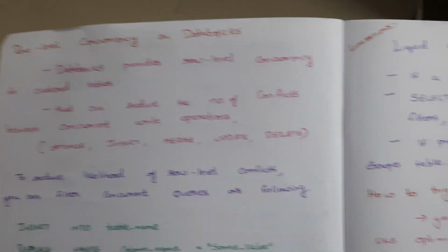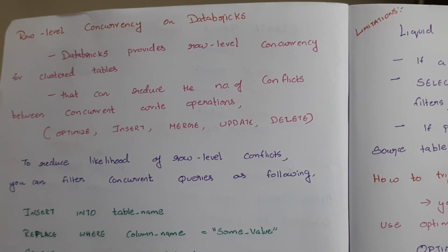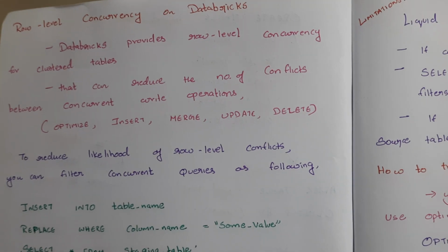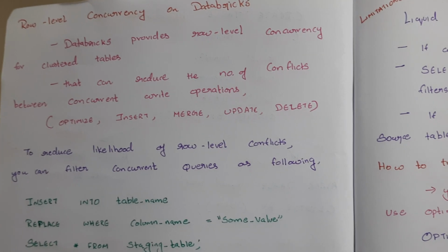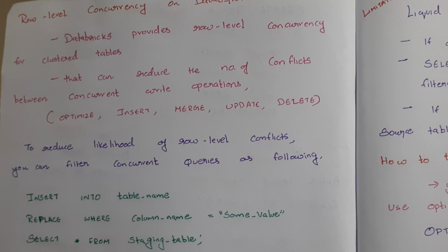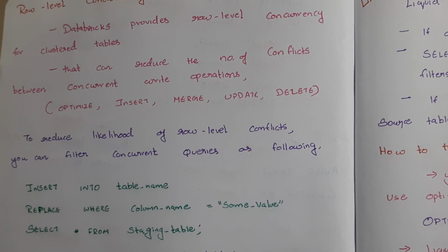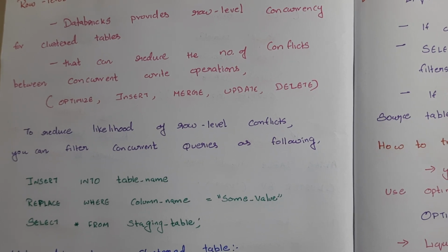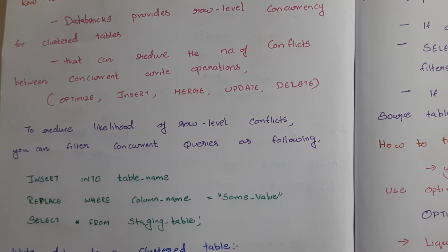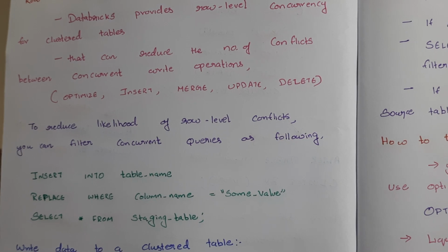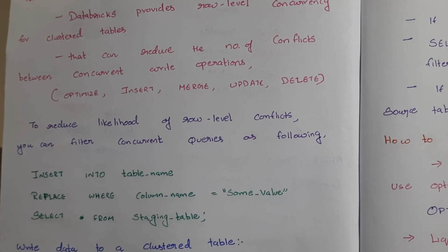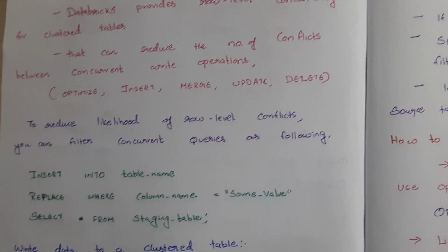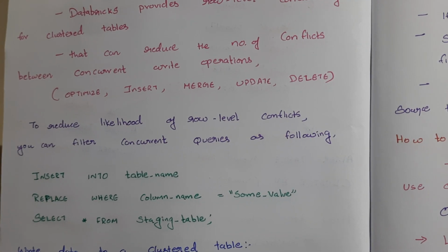Next topic: row level concurrency on Databricks, which is supported in clustered tables. Databricks provides row level concurrency for clustered tables that can reduce the number of conflicts between concurrent write operations. So in a normal Delta table, if you try to write to the same table from multiple jobs or operations, writing and reading at the same time, it will create a conflict, and the job will fail due to the concurrency.